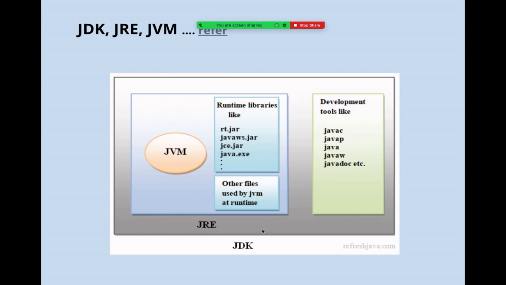JDK is Java Development Kit. It's like a kit for Java developers. So it has all the packages and the programs which are used to compile the code and convert them into bytecode and then execute them as a program. Okay.